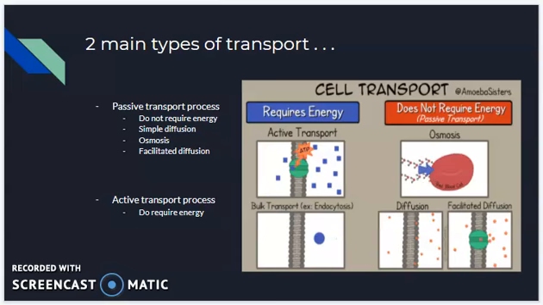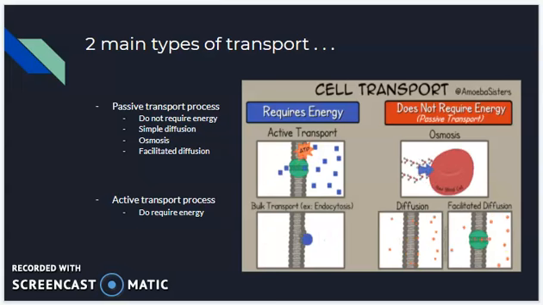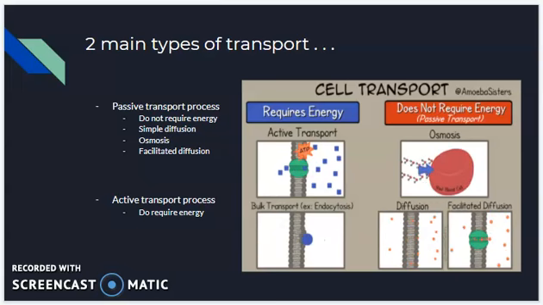The two main types of transports are known as passive transport process and active transport process. The main difference between the two is that one of them requires energy and the other one does not. What is commonly known in passive transport processes are simple diffusion, facilitated diffusion, and osmosis.